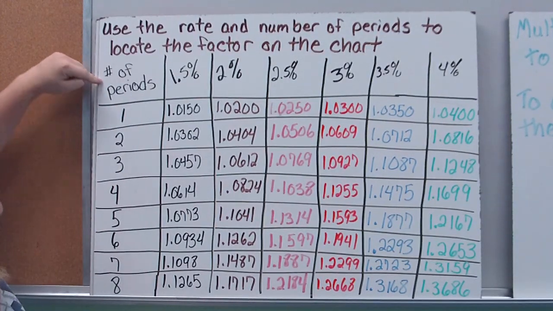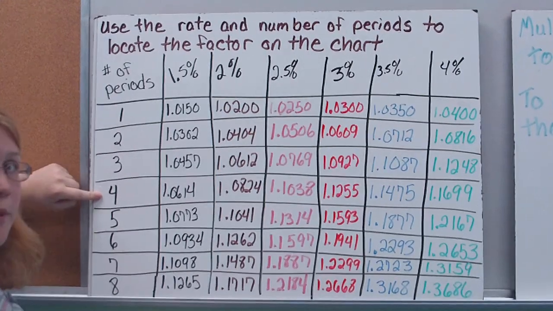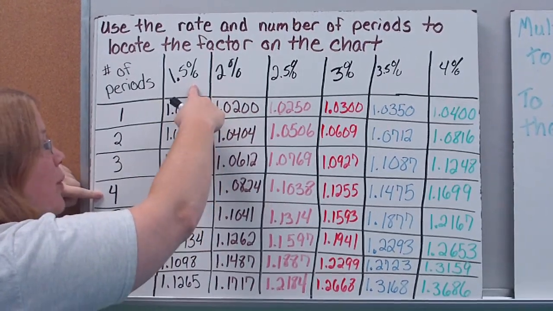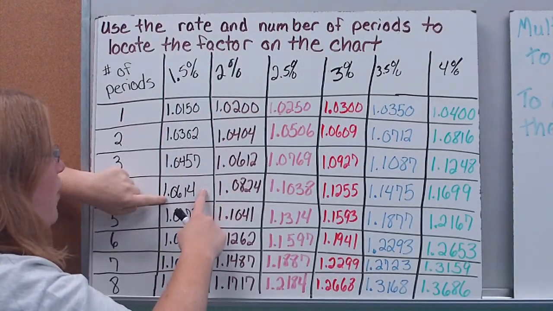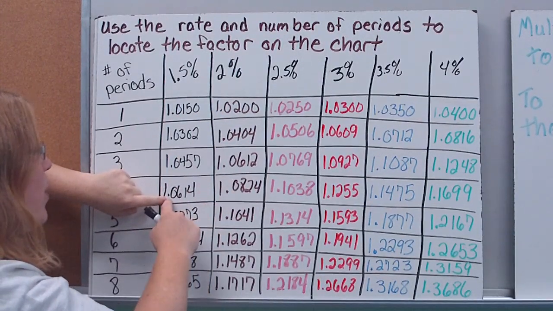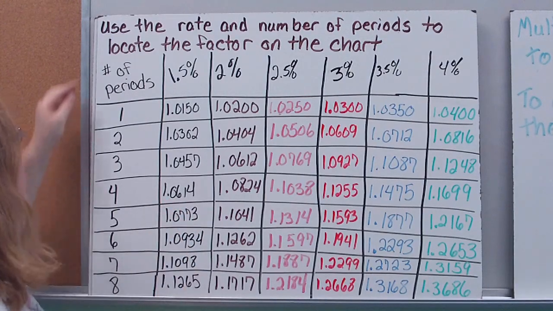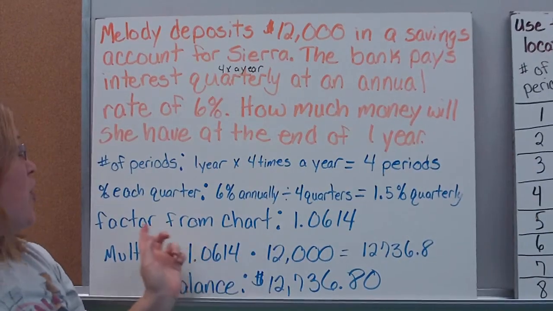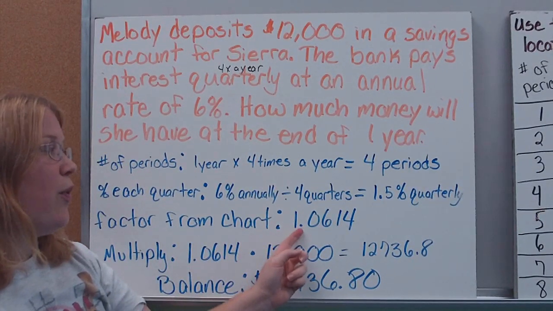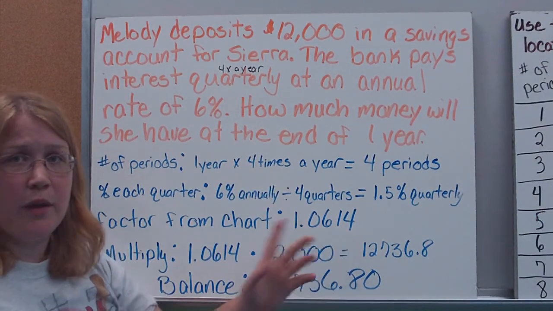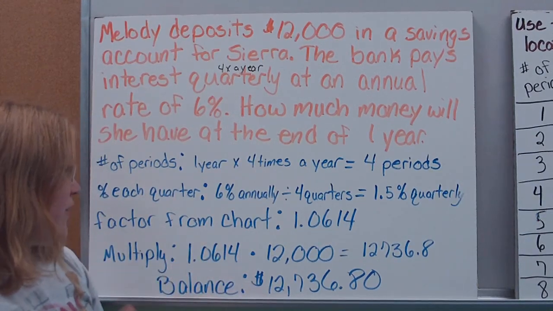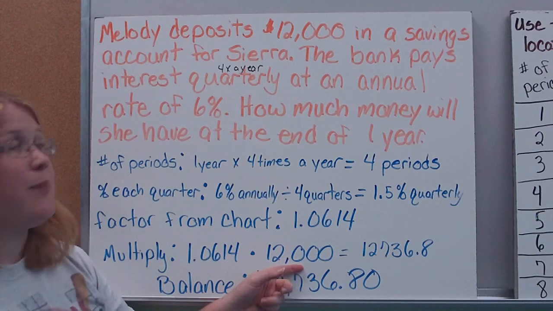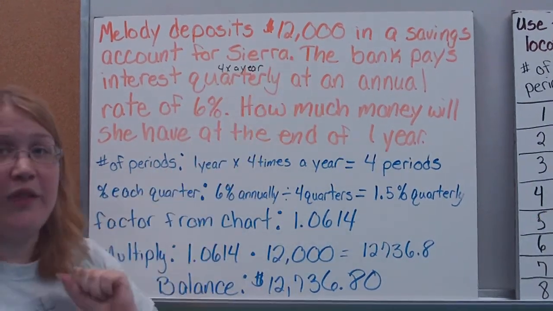4 pay periods. So look here, the number of periods was 4 because it was quarterly for 1 year. And we said that it became a 1.5 rate. So the factor we want is 1.0614. And if you'll notice, I have already copied that down onto this one. So my factor from the chart is 1.0614. All right? So now all I have to do is multiply. I'm going to take that factor and multiply it by my principal.